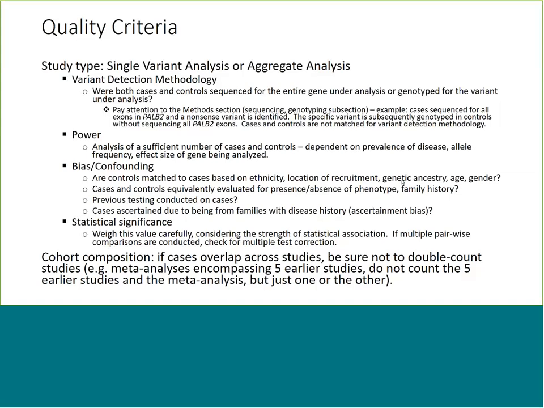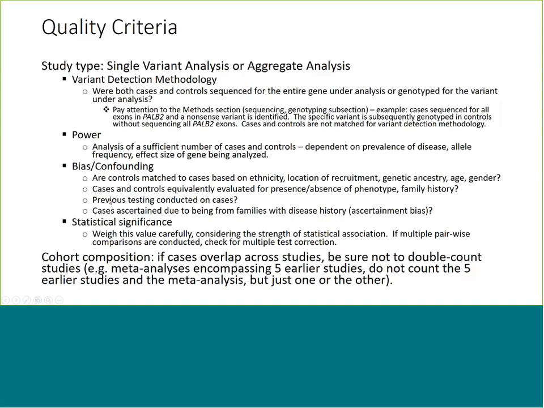Cases and controls, whether or not they're equivalently evaluated for the presence or absence of phenotype and family history. And this can sometimes be an issue, for instance, when ExAC controls are used in terms of the presence or absence of a phenotype. Even though we know the cohorts from which those individuals are drawn, we don't always know if they were directly assessed in the same exact way as the cases in terms of their phenotype. And so that could be something to think about, as well as what the family history may be for those individuals that could already give them a higher probability of potentially having some sort of pathogenic allele.